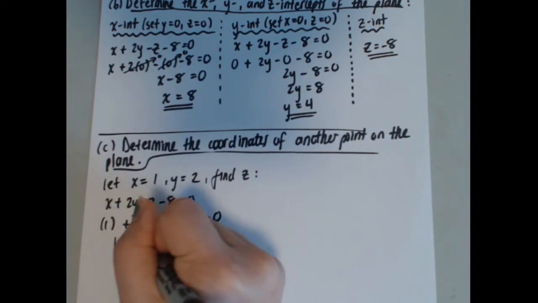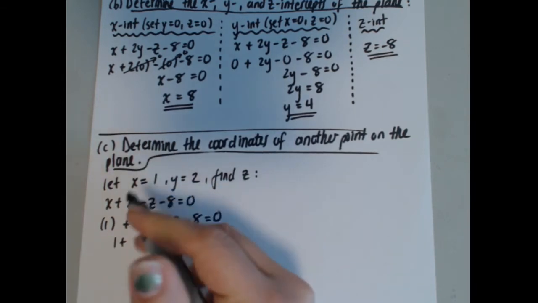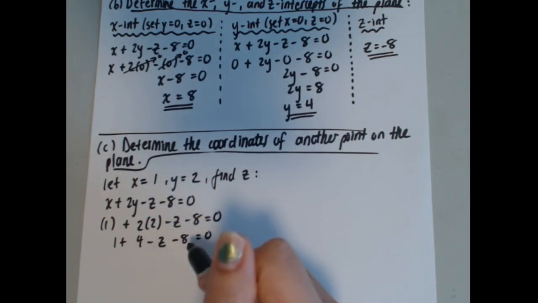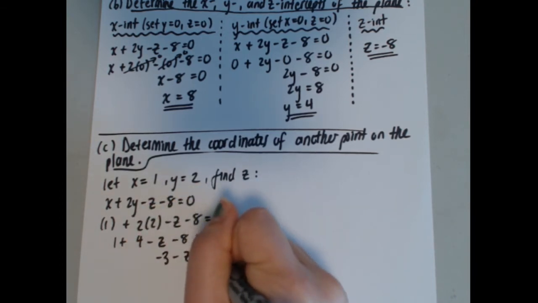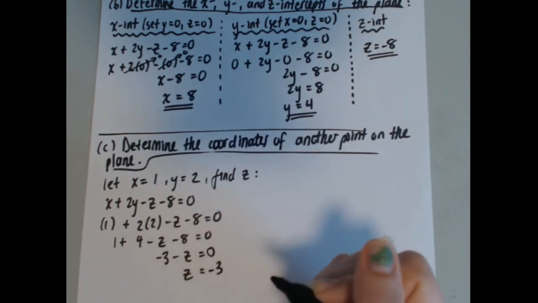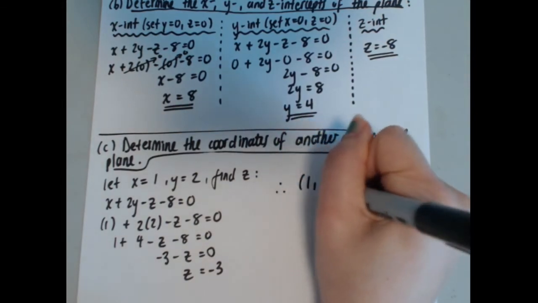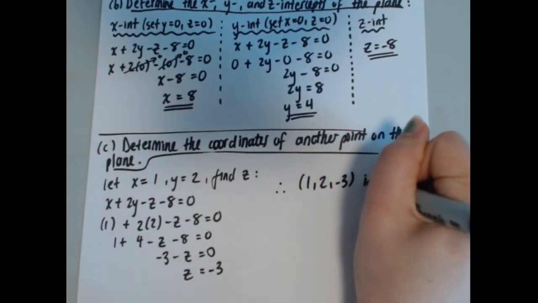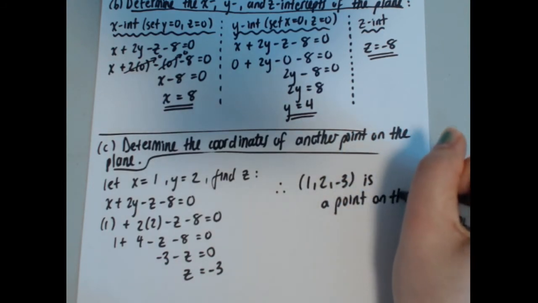So here I have 1 plus 4 minus z minus 8 is 0. 1 and 4 makes 5, minus 8 is negative 3. So negative 3 minus z equals 0. So z is equal to negative 3. Okay, so that means, therefore, (1, 2, -3) is a point on the plane.